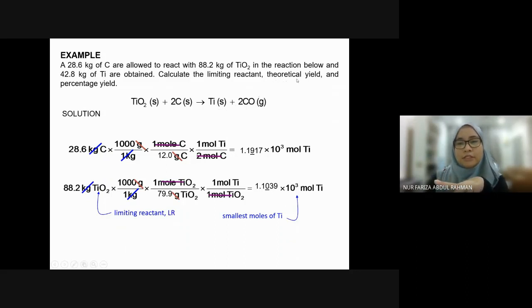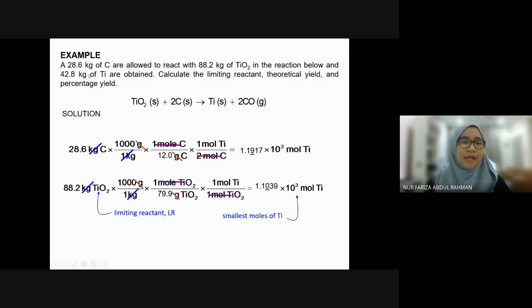But in terms of theoretical yield pun still not a problem, sebab carbon monoxide can also be used in order to determine the theoretical yield. Because whatever it is, it depends on the limiting reactant. Even though dia titanium ke carbon monoxide, it will have the same limiting reactant. Cuma your percentage yield, basically you cannot calculate for your percentage yield lah.